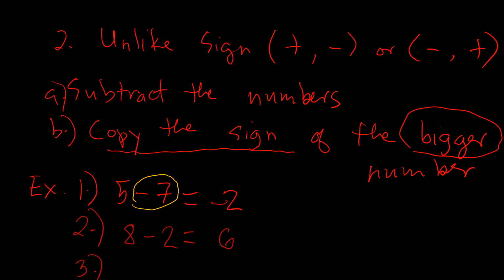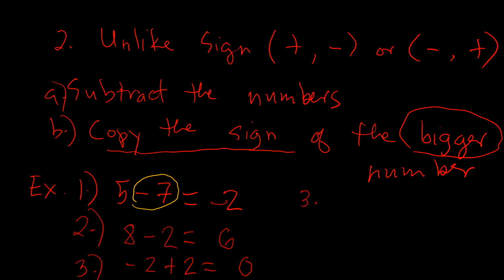Next number, we have here negative 2 plus 2. So we have here the first number is negative, negative 2, and then the second number is positive. So we are going to subtract this one. 2 minus 2, that gives us 0. And we don't have a bigger number for this. And 0 is neither positive nor negative. We just have to leave it as 0.